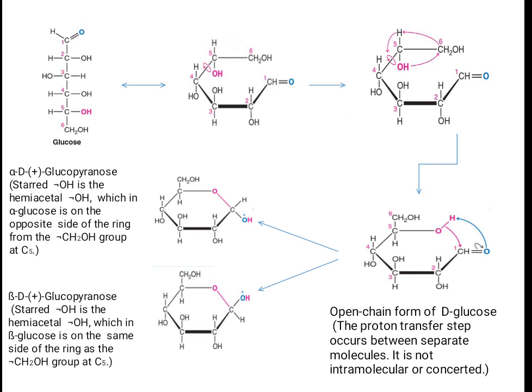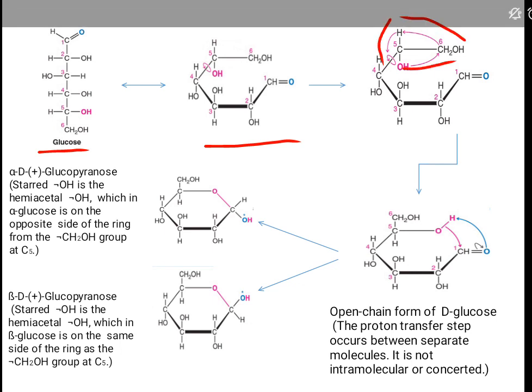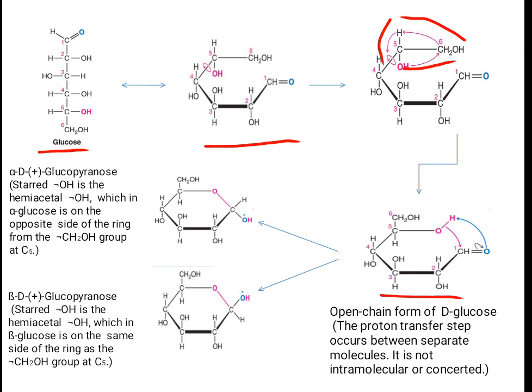Now see this. This is your open chain glucose, and here there is a Fischer-allowed rotation. You are just rotating this, and this OH will come here, CH2OH will go there, and this H will come here. So after this you will get this structure, the open chain form of D-glucose. The proton transfer step occurs between separate molecules. It is not intramolecular or concerted. Okay, you have to understand this, that this proton transfer is not concerted.